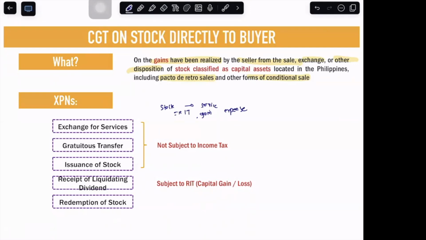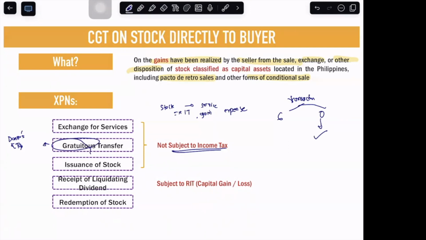Next, gratuitous transfer. Gratuitous transfer is also not subject to income tax. Why? Because this is either subject to donor's or estate tax. You already know you need to determine the transaction, whether it is gratuitous or onerous. We said we can only tax an income if it is onerous. This one is gratuitous. Therefore, there's no income.